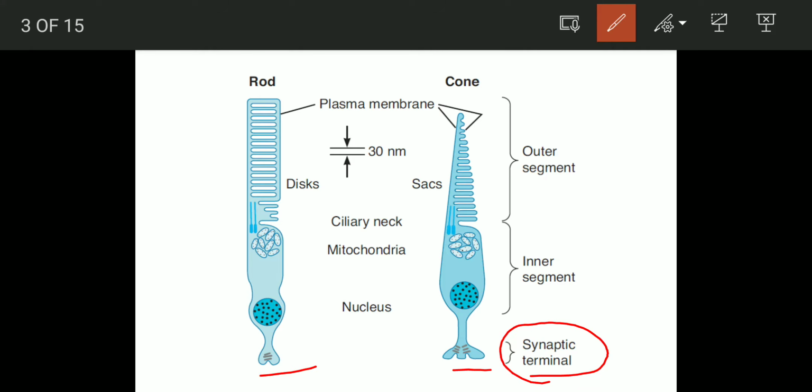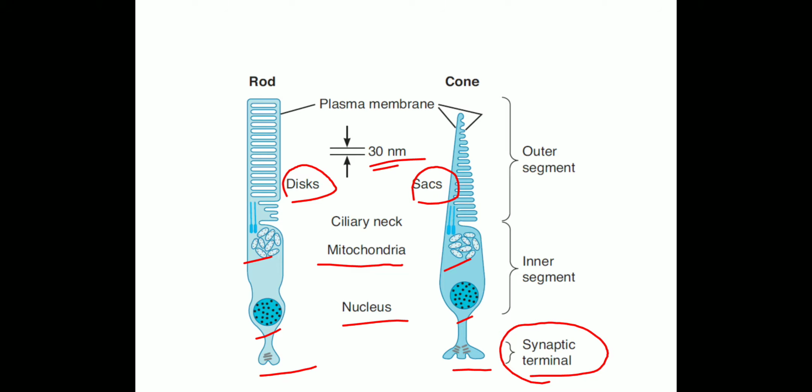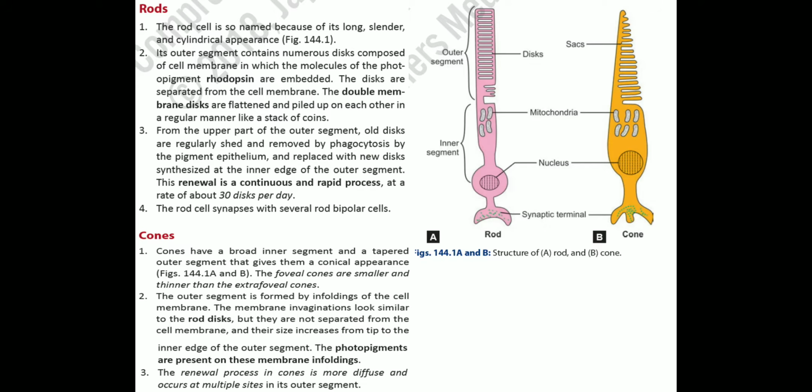Mitochondria can be seen here in both the rods and cones, and of course the nucleus can also be seen. These are the discs, and these are the sacs in the cones. This distance is around 30 nanometers. Now we'll be discussing how this functions and what the mechanism is in signal transduction. Let us discuss the rods first.